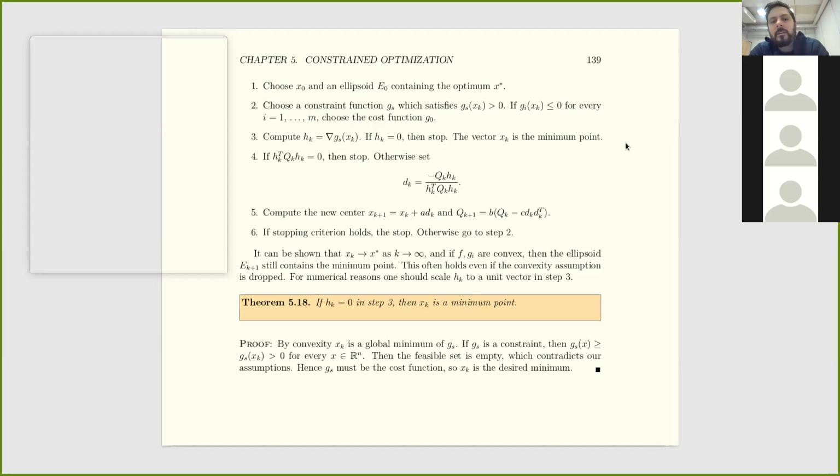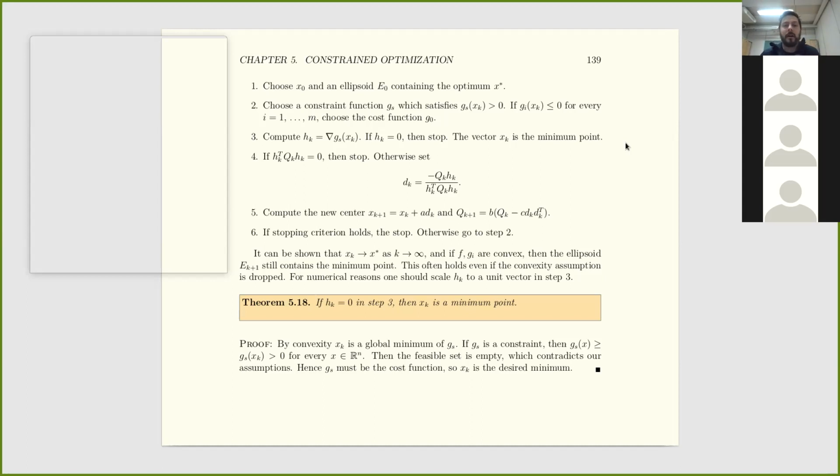If the stopping criterion is now in place, meaning that the xk at this point is feasible and the gradient of f is small enough or something like this, then we stop and our ellipsoid is small enough. We know that this is very close to having found the optimum. Otherwise, we go back to step 2.